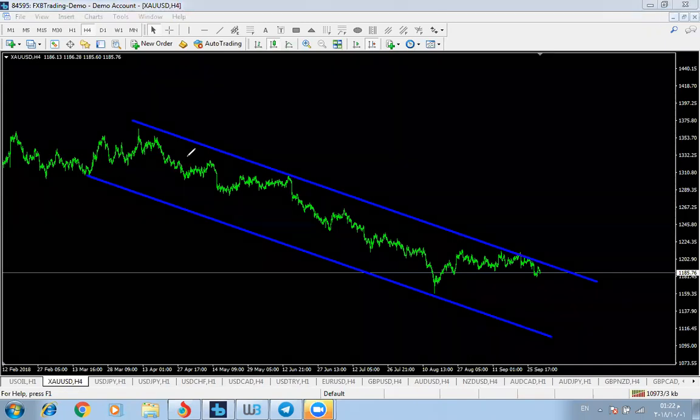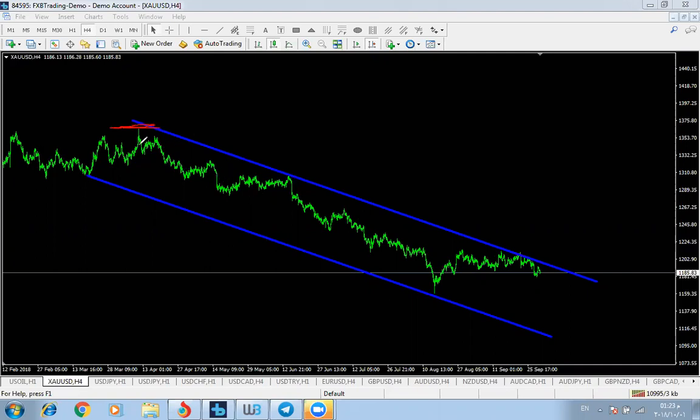Gold has moved in the bearish trend since a long time and correcting in the form of the running flat in the bigger time frames, in the weekly time frames. Anyhow, we will discuss this 4 hours time frame. We will begin from this top to the downside.